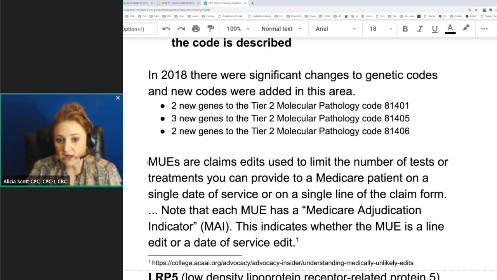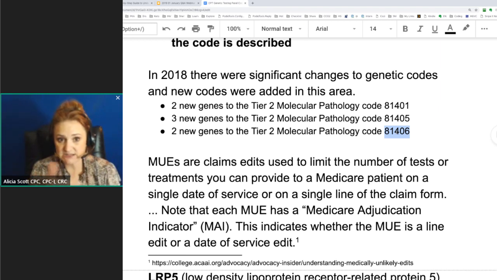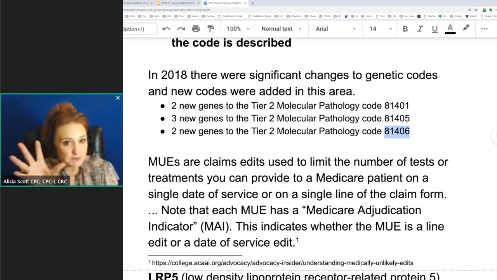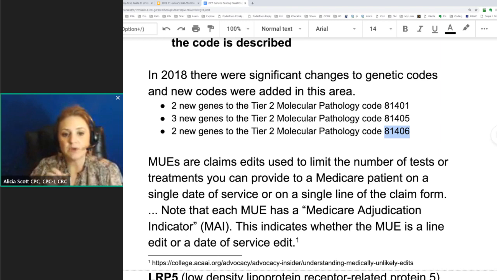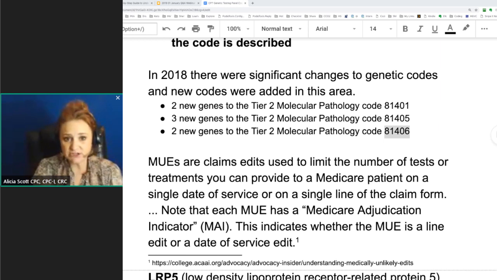And the codes that changed, some of them were 81401, 81405, and 81406, which, as you know, we mentioned 81406. So at the time that this question came in, 2018, the new codes would have been implemented, and that may be what some of the confusion was about. But I looked at the 2 new genes that were in tier 2, and it did not correlate with what they were questioning, because they actually gave us the genetic area that they were looking for. Now, they also mentioned MUEs.